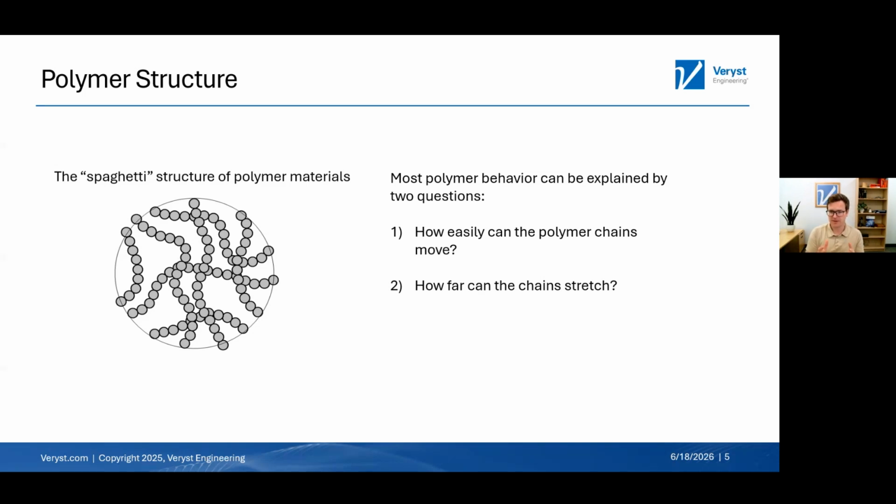But I like to think about, from a very high level, most polymer behavior that we care about, especially mechanical behavior, as being explained by the answer to 2 questions. Number 1, in my particular polymer, how easily can those chains move? How mobile are they? And number 2, how far can those chains stretch? How far can I pull them before they break, before they're limited by some other interaction, either with other polymer chains or with something else inside the material.